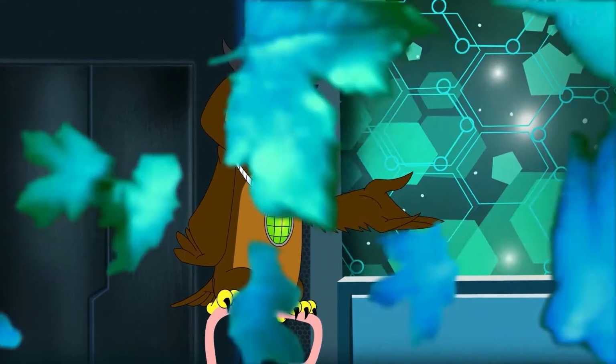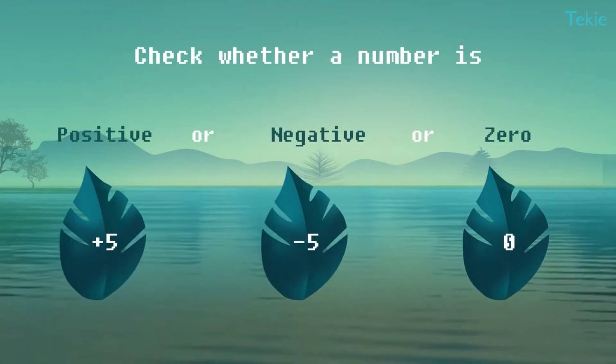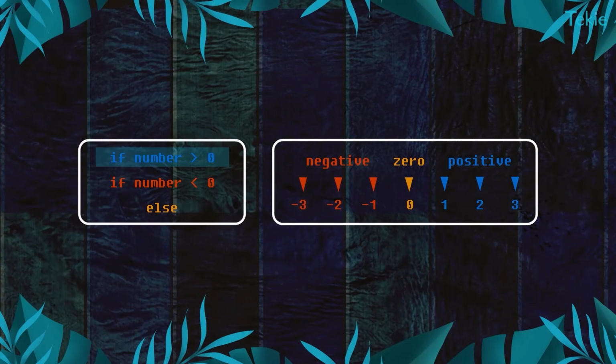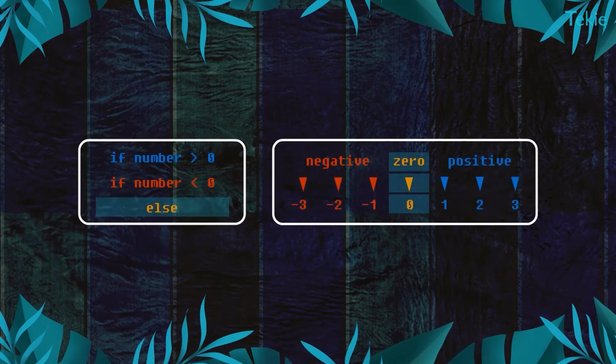Tell me, how will you check if a number is positive, negative, or zero? Alright, if the number is greater than 0, it's positive. Else, if the number is lesser than 0, it's negative. Else, it's 0. The number can only be positive or negative or 0.